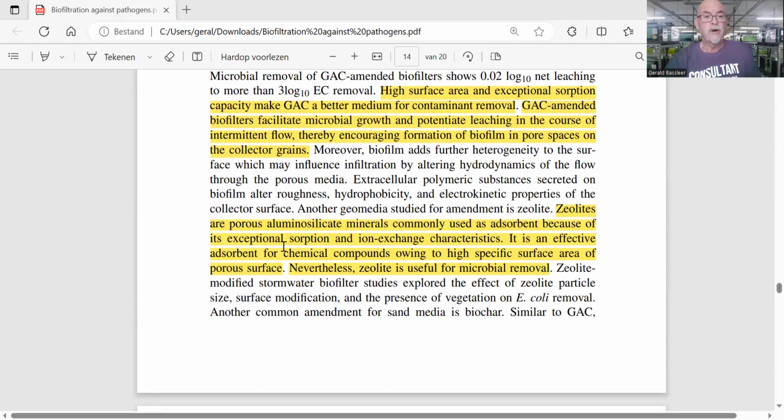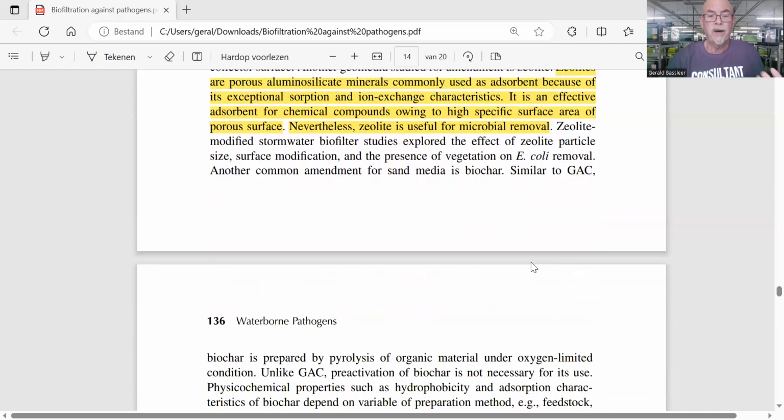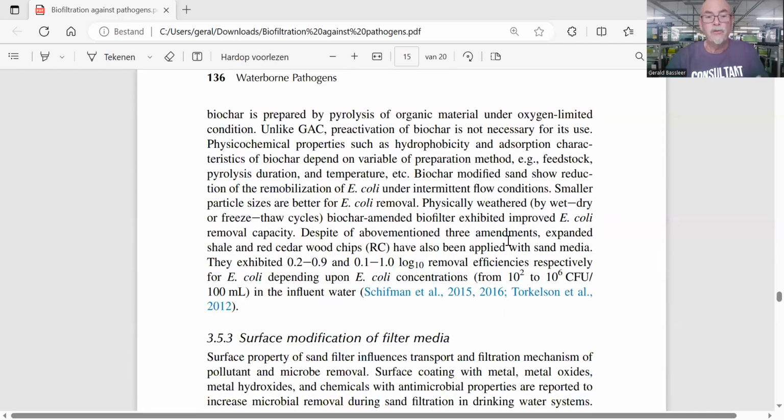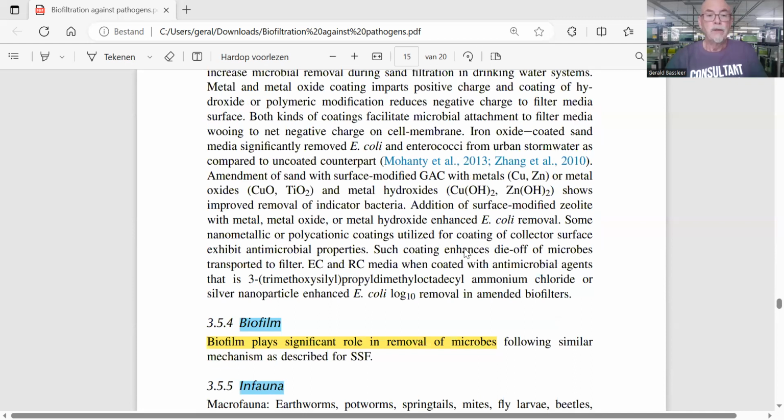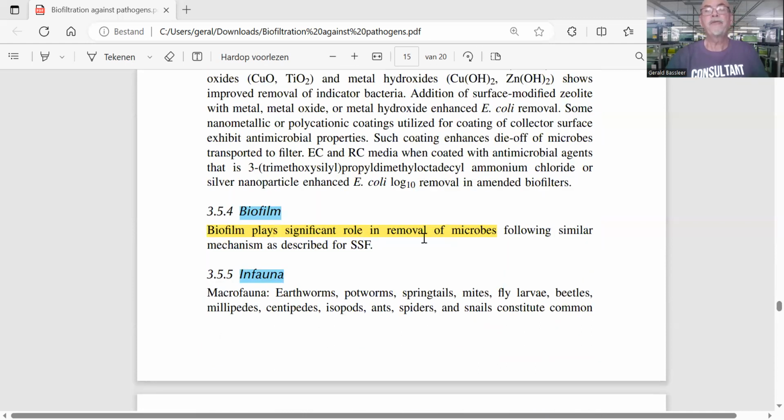And also the zeolites are porous aluminosilicate minerals commonly used as absorbents because of their exceptional absorption and ion exchange characteristics. It is an effective absorbent for chemical compounds due to the high specific surface area of its porous surfaces. So it's used for microbial removal at the same time. So zeolite is an extra addition to your biofilter. The biofilm plays a significant role in removal of microbes.